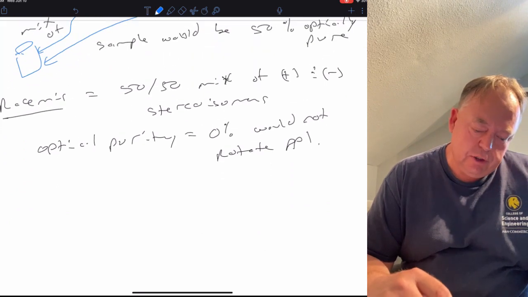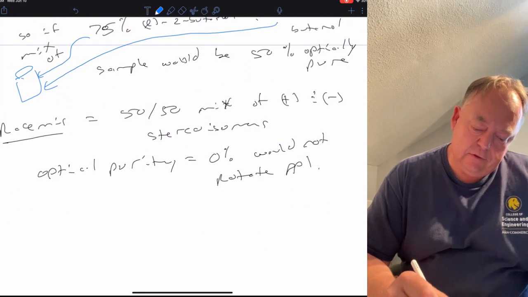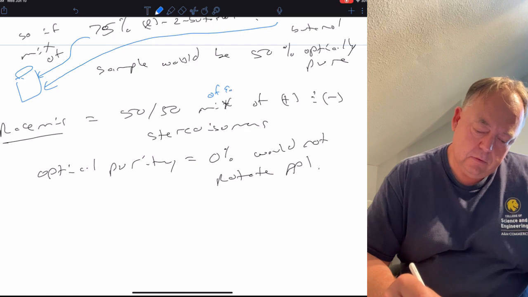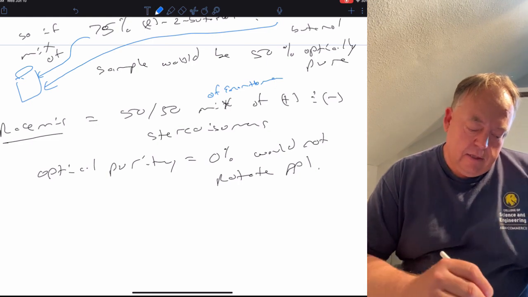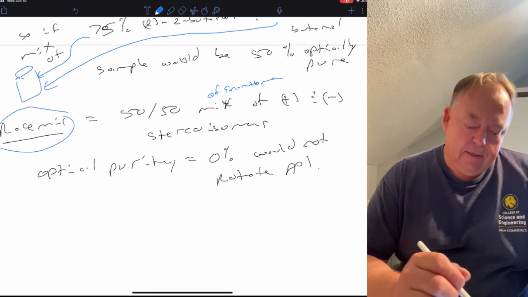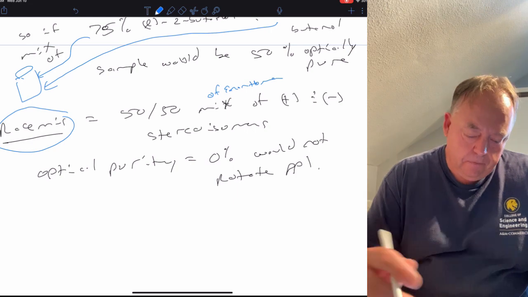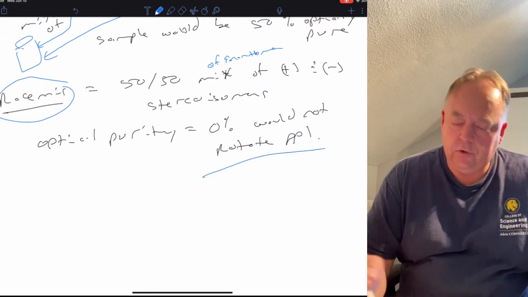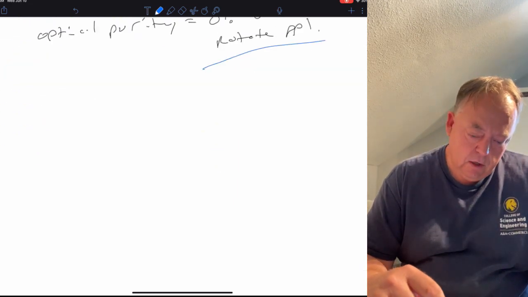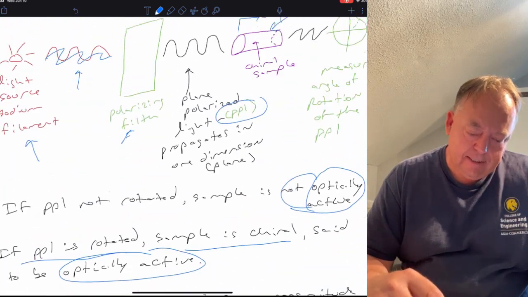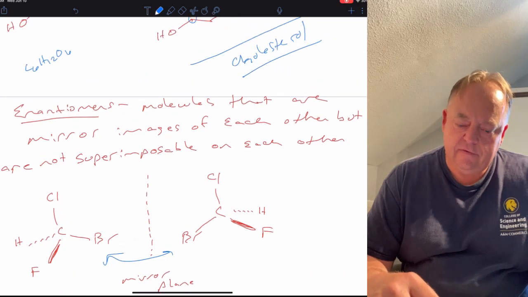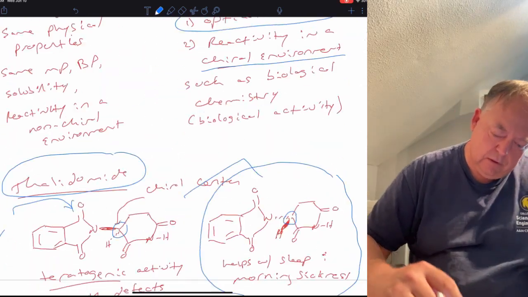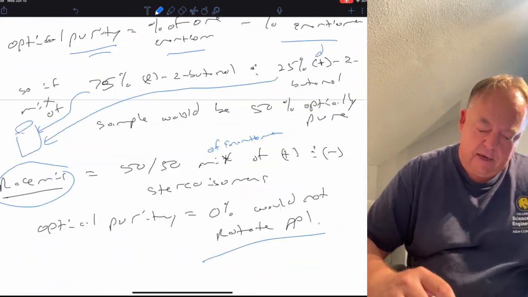So if you had a solution that was a 50-50 mixture of enantiomers, so a 50% mixture of the plus and minus stereoisomers, then that solution is said to be racemic. So that's another term that you should know. Then its optical purity would be 0%. Okay, so hopefully you can identify chiral carbons in molecules now and understand what optical activity is. And so that will be the end of that lecture.